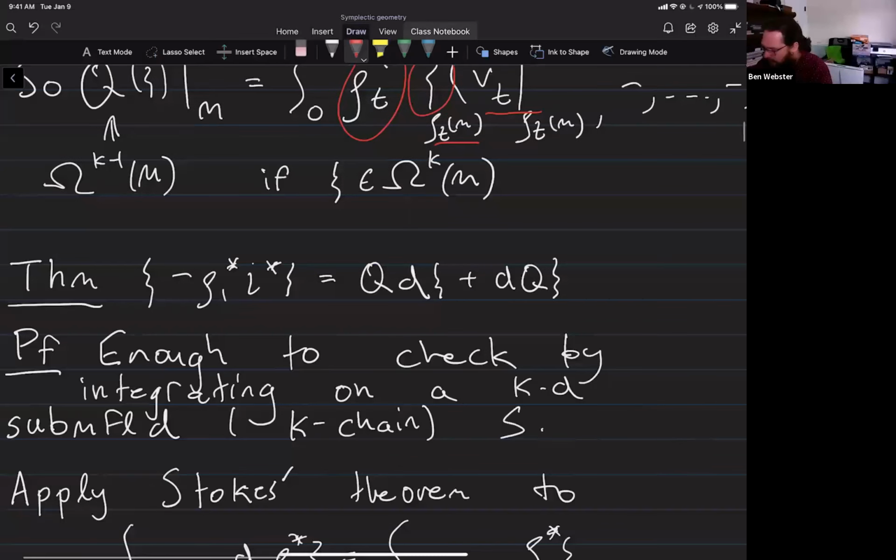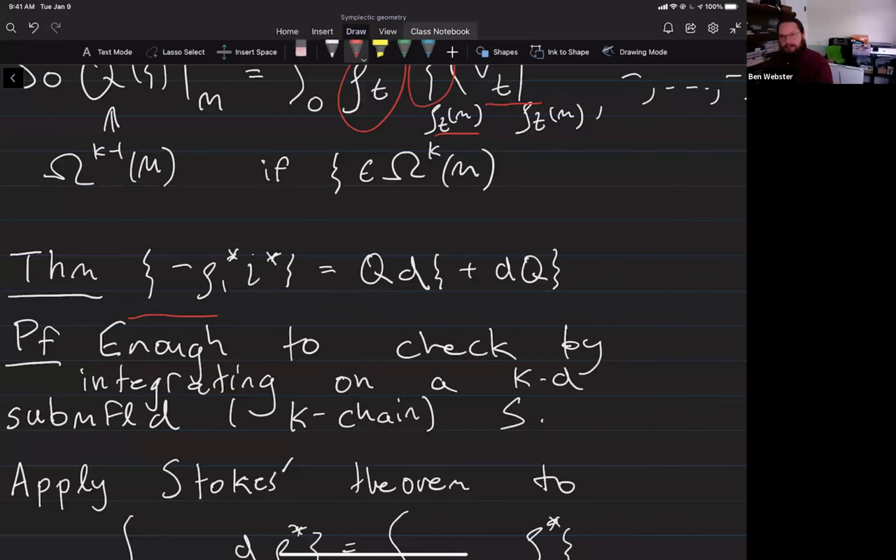So we get this cool theorem that the difference between Xi and this sort of weird pullback of pulling back to n and then pulling back by the retract, the difference between those can be written in terms of this operator Q. So either you do Q first, that lowers the degree, and then you do exterior derivative, that gets you back to being a K form, or you take exterior derivative first, and then you do this operator Q.